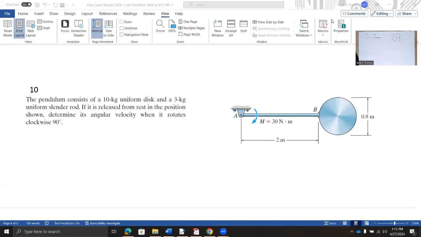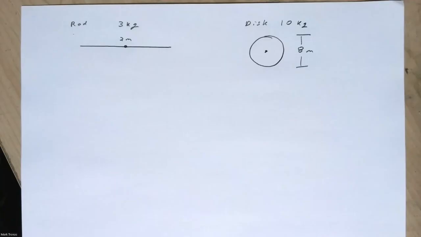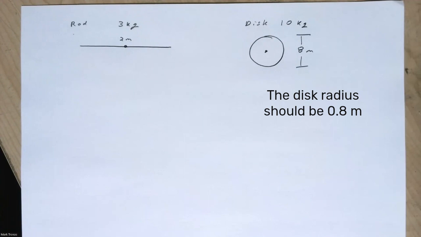Next, we'll take a look at this problem. We have a pendulum with a 10-kilogram uniform disc and a 3-kilogram uniform cylinder rod. It's released from rest in the position shown. Determine the angular velocity when it rotates clockwise 90 degrees. So we have a rod and the disc.